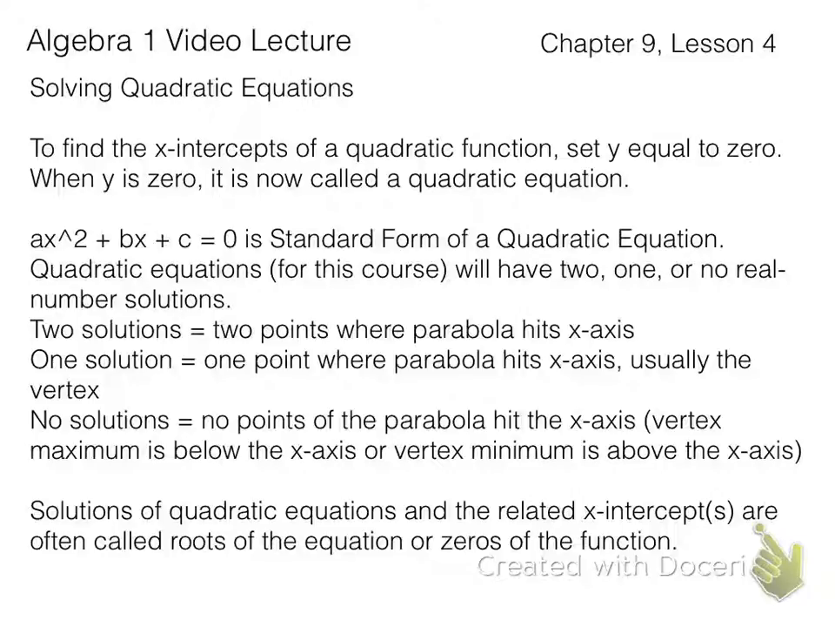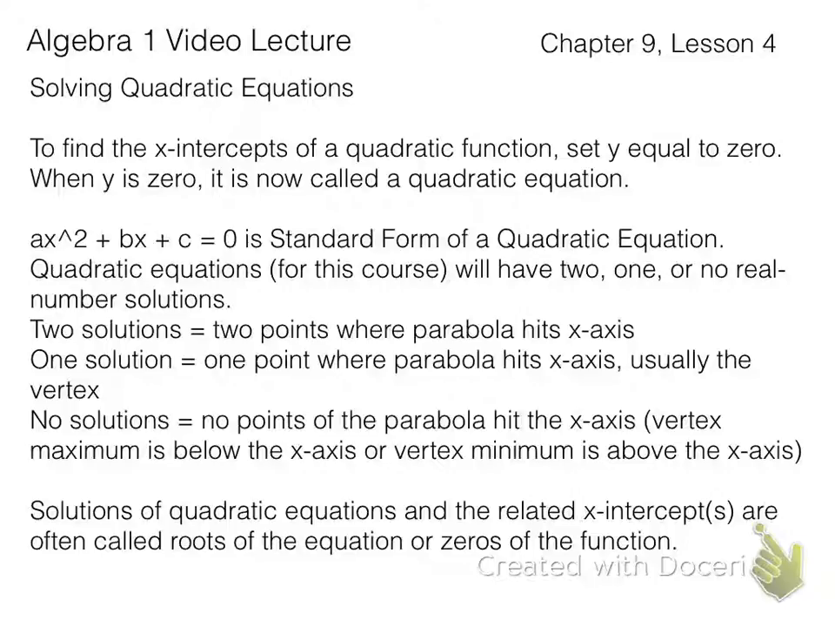When they mean solving a quadratic equation, they basically are just talking about finding the x-intercepts. It's when y equals 0 when you have both an x and y in your quadratic equations. So far, you guys have been used to just graphing them. Basically, what we're doing now is mathematically finding the x-intercepts. So when y is 0, it's now called a quadratic equation.